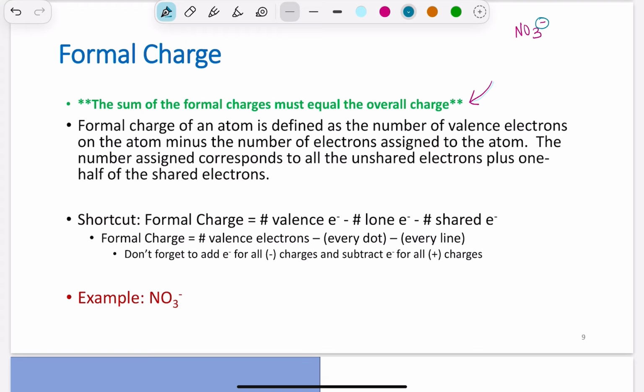Here's the shortcut. To find the formal charge, you take the number of valence electrons you have on that specific atom. You subtract the number of lone pair electrons it has. You subtract one for every dot. And you subtract one for every electron shared. So if you have a bond that's sharing 2 electrons, half of that goes to the atom. So every bond is one line. I subtract one for every dot and one for every line. And I'll show you what I mean by that in just a sec.